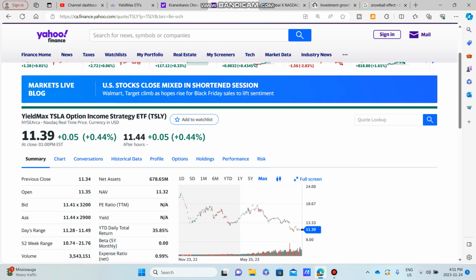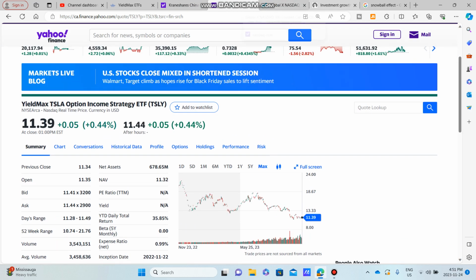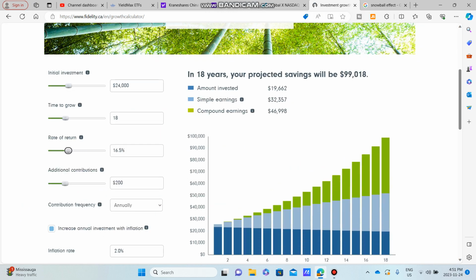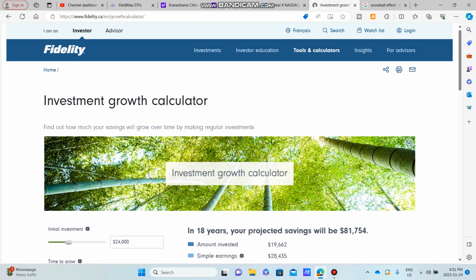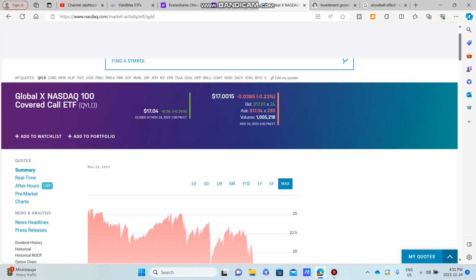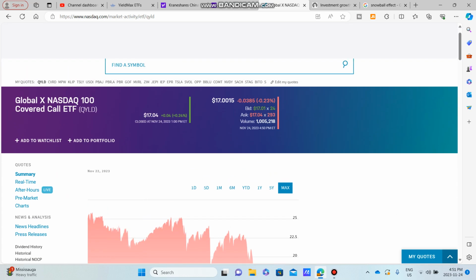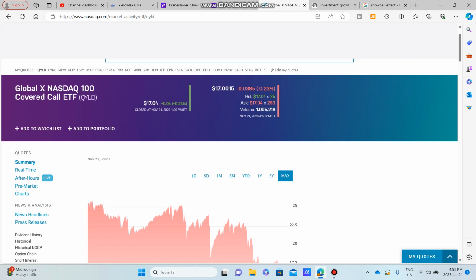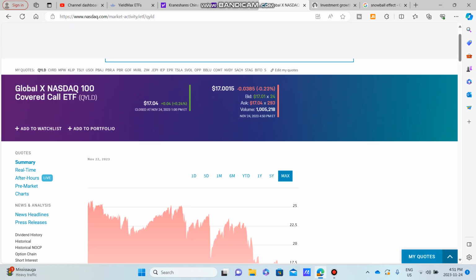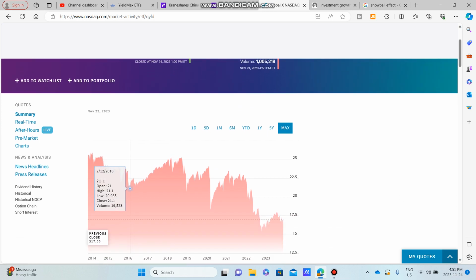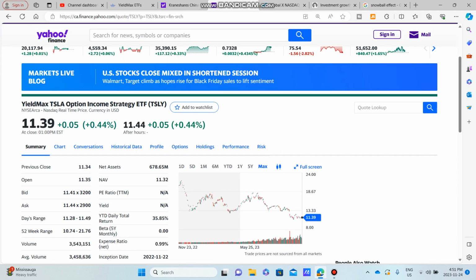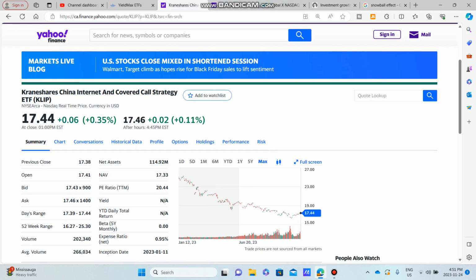I'm going to show you guys the importance of reinvesting your dividends into these two funds. I'm going to do this on Fidelity using their compound interest calculator, their investment growth calculator. Also, I want to show you the long-term history of QYLD. QYLD is similar to TSLY and KLIP. It follows a similar covered call strategy, and I want to see how this has performed over time and certain buying periods so we can know how to better play KLIP and TSLY.